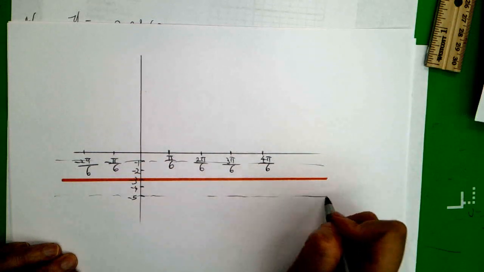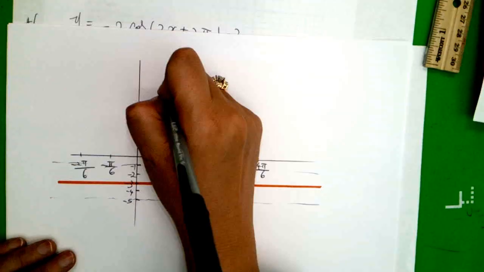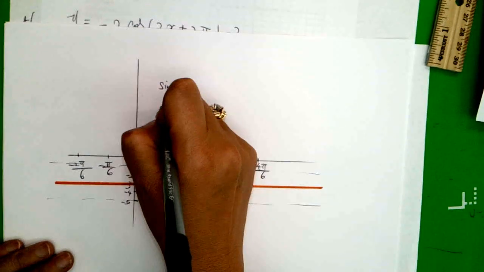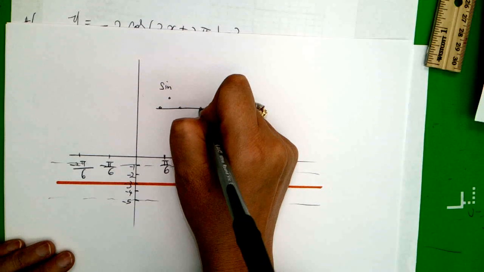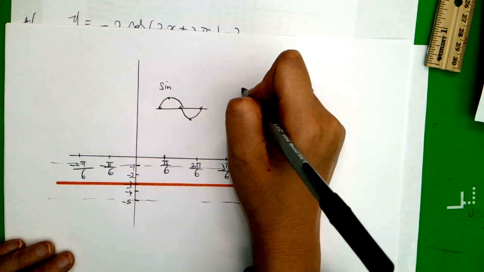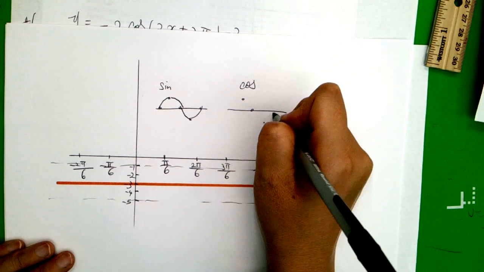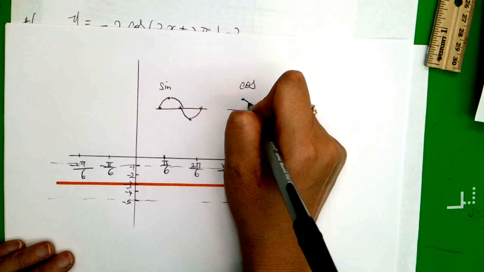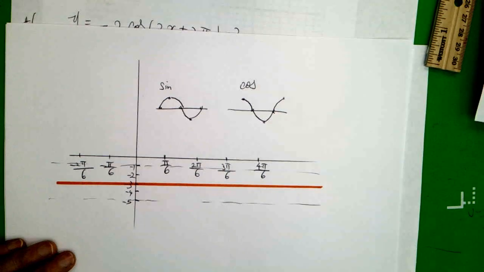Graphing a sine or cosine function is quite easy because you only need 5 points. Sine starts from middle, highest, middle, lowest, and middle, and the sine function looks like this. Cosine starts from highest, middle, lowest, middle, highest, and so your cosine function looks like this. You just need 5 points to graph.